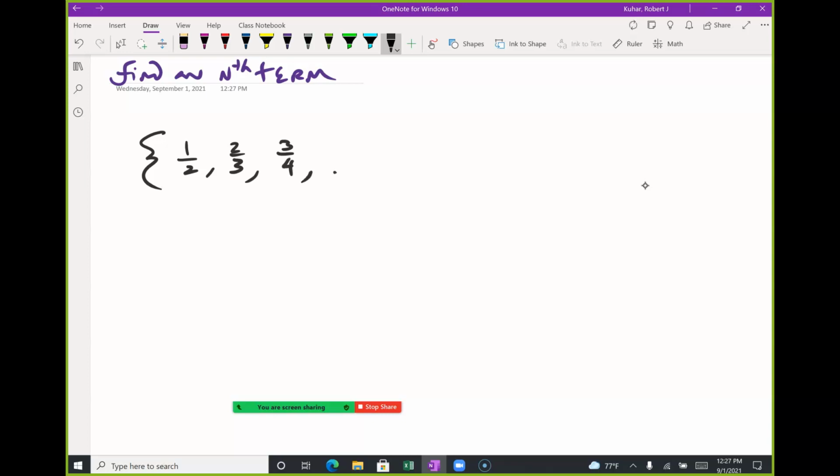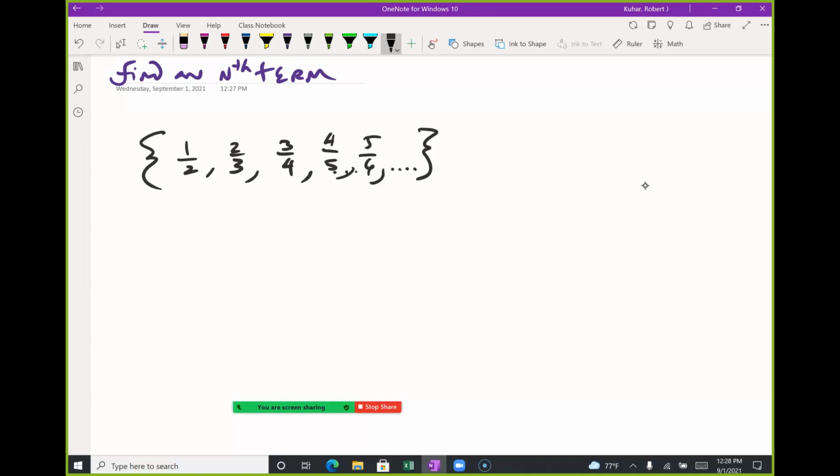Very easy, right? What comes next? 5 over 4. So 4 over 5, right? 4 over 5. Yep. So you can see my old denominator becomes my new numerator, right? So the next one's going to be 5 over 6, etc.